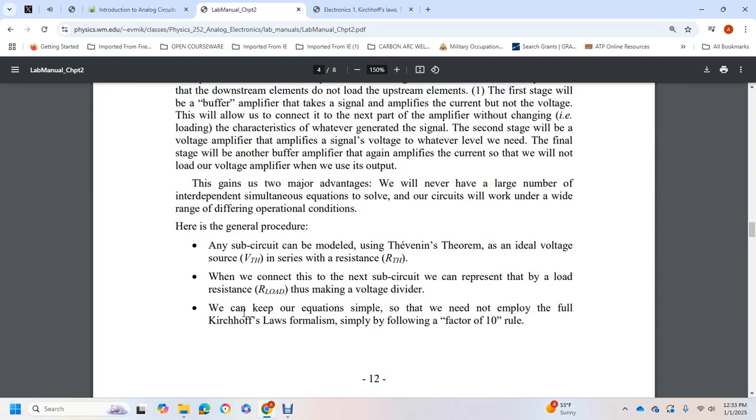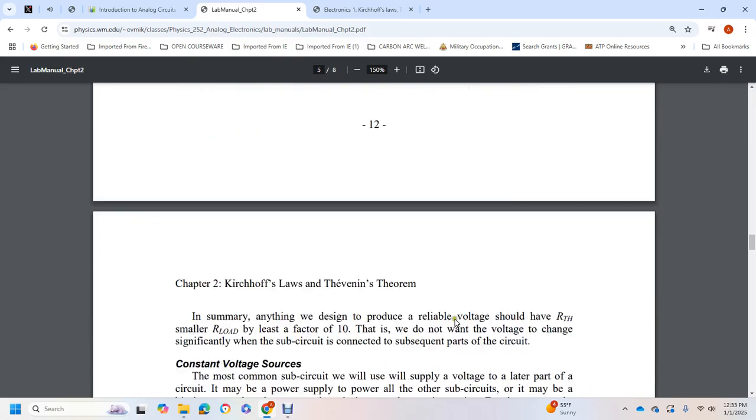Here are the general procedures. Any subcircuit can be modeled with the Thevenin theorem as an ideal voltage source in series with the Thevenin resistance. In the connection with the next subcircuit, we can represent it with a load resistance, making a voltage divider. We can keep our equations simple, without employing the full Kirchhoff law formalism, by following the factor of 10 rule.